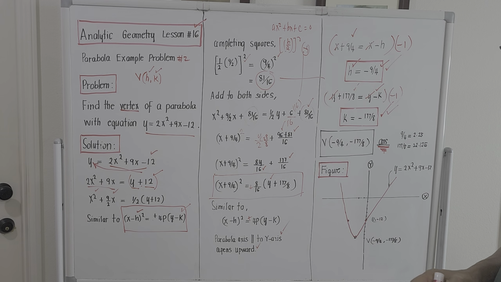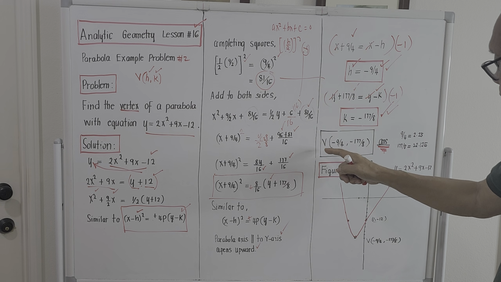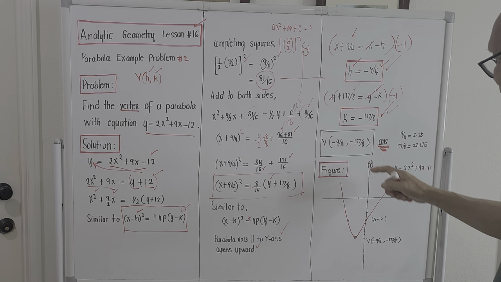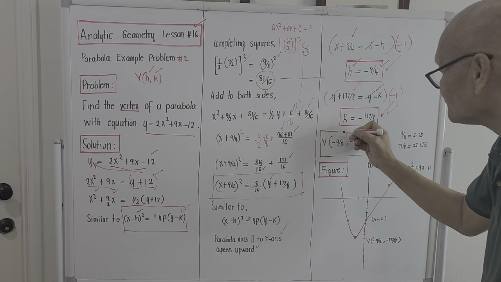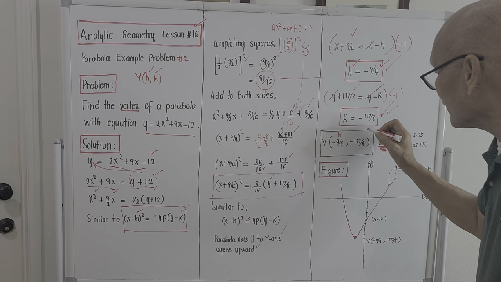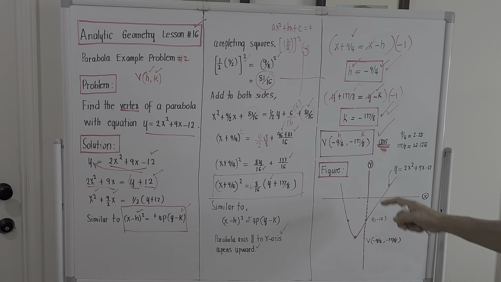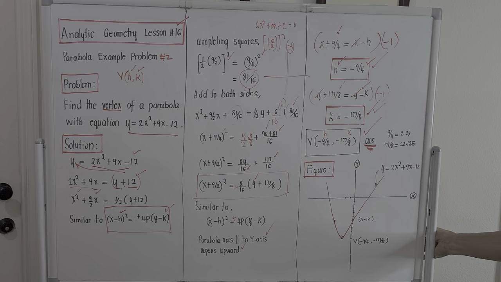So to specify the coordinates of the vertex, okay, we know h, we know k, the vertex location will be, open quantity, closed quantity, negative 9 over 4, negative 177 over 8. This is h, and this is k. So this will be the answer. The coordinates of the vertex will be at the location negative 9 over 4 and negative 177 over 8, and the figure will be this. Okay?